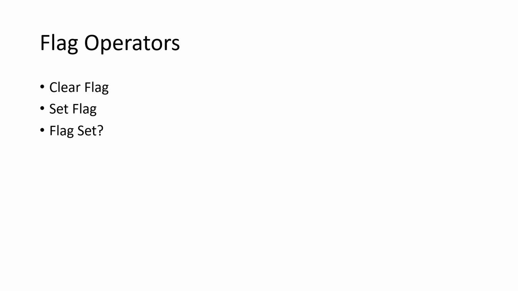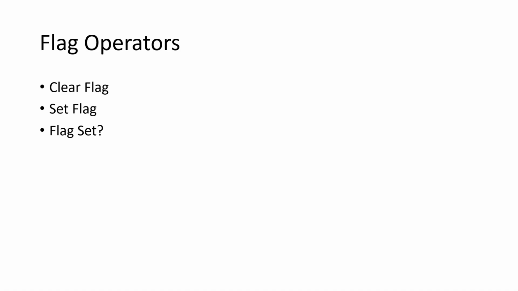So we're going to start with the flag operators, and in semantics there are three flag operators. The first one is clear flag, which you can think of as somebody waving a flag and then not waving it. Set flag, somebody raising a flag up so you can see it, and somebody asking whether the flag is up or down, which is flag set.